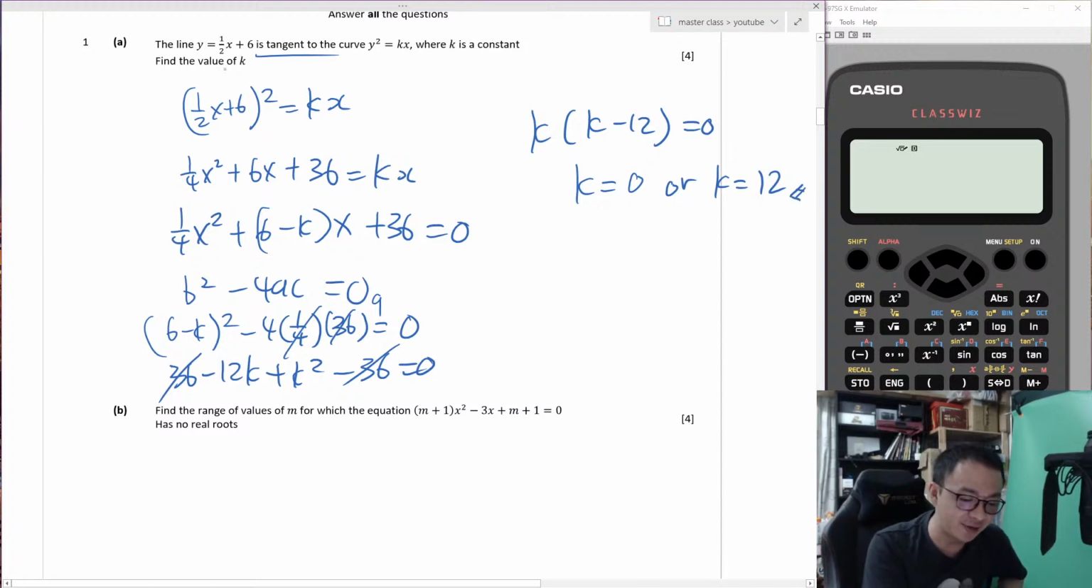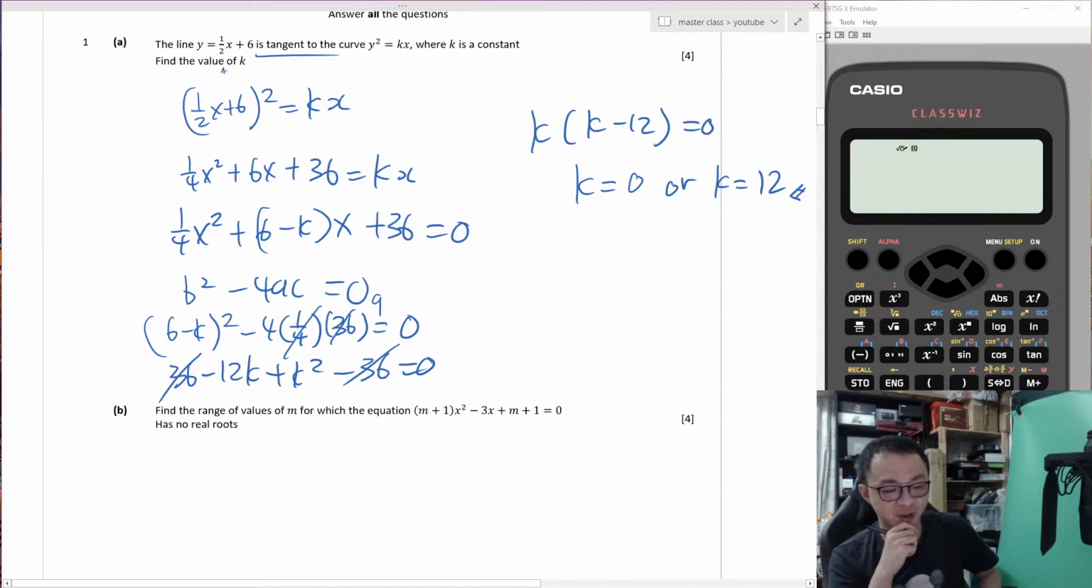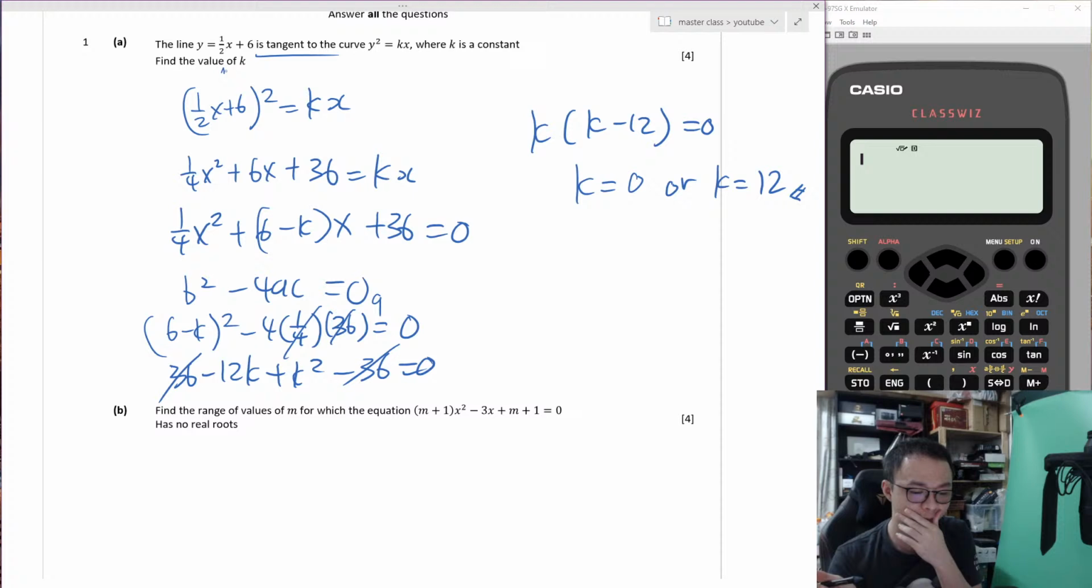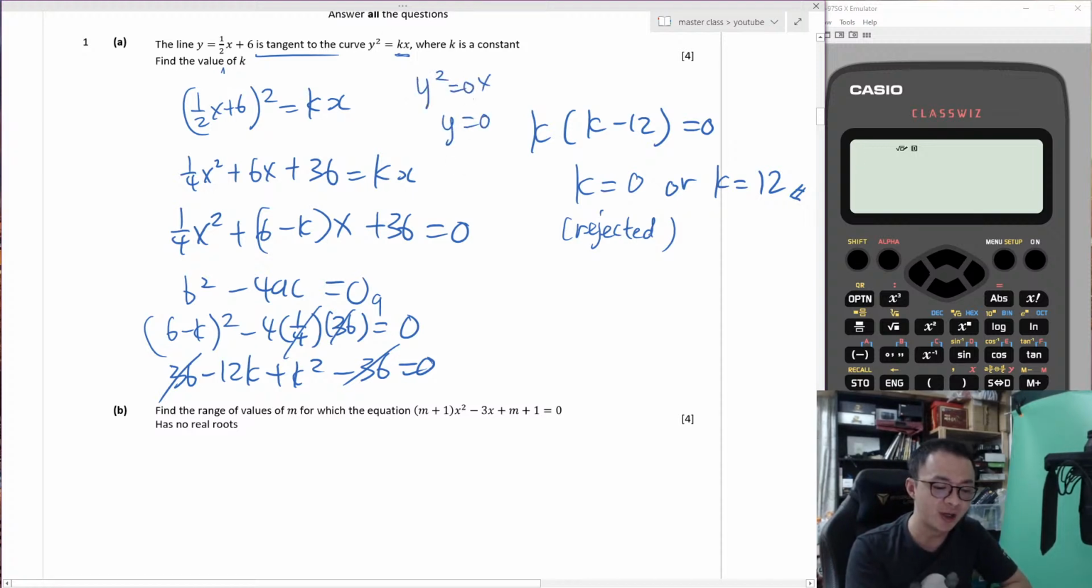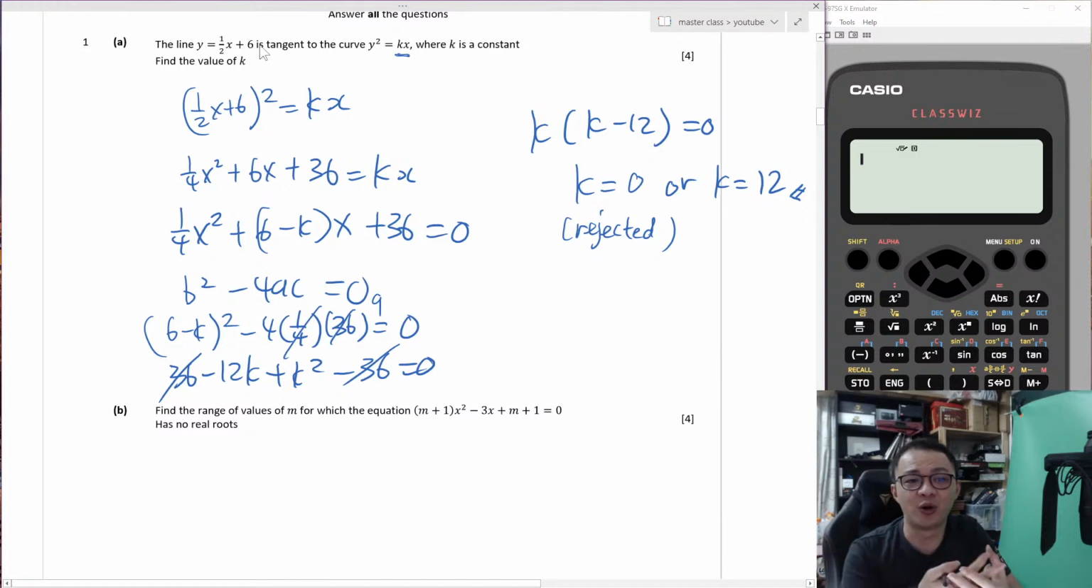Okay, I believe the question should have an s here because right now we have two values of k. I guess k cannot equal 0, or else your y is equal to 0, and it's not a curve. Alright, so I will just reject k equals 0, because if you substitute k equals 0, you get y squared equals 0x, then y equals 0. But y equals 0 is not considered a curve. So therefore, k cannot be 0. Okay, so we only have one answer, then there's no typing error. The k is equal to 12 here.